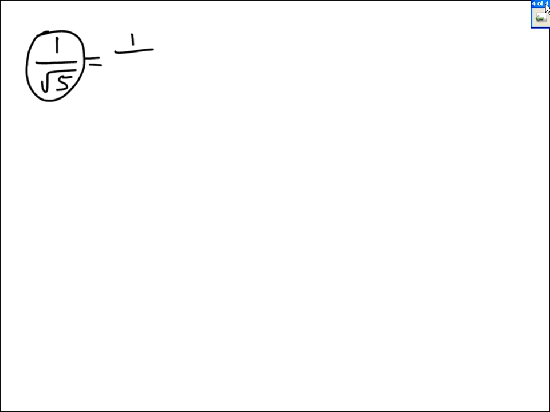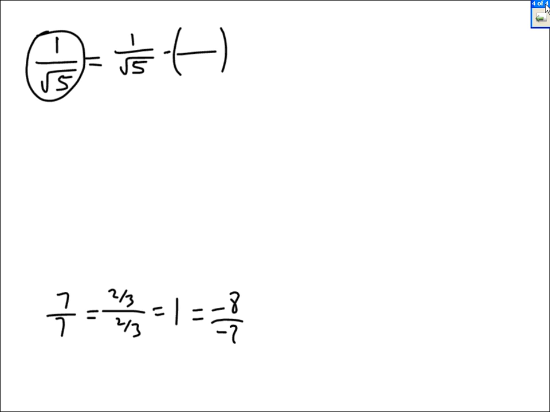If you're going to learn one thing watching this video, I want you to learn that if you want to change the way something looks, that means you want to multiply by 1. There's many ways of writing 1. 7 over 7 is equal to 1. 2/3 divided by 2/3 is 1. -8 divided by -8 is 1. These all equal 1. As long as the top and the bottom are the same, it's 1. With one exception, 0 over 0: top and bottom are the same, but it's not 1.